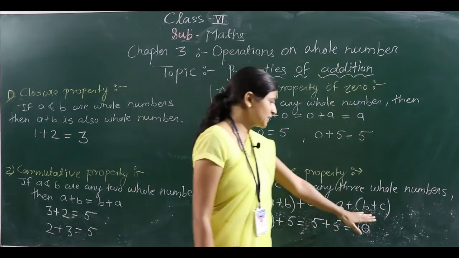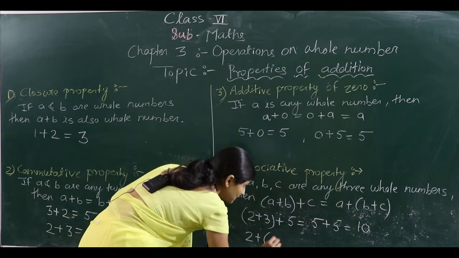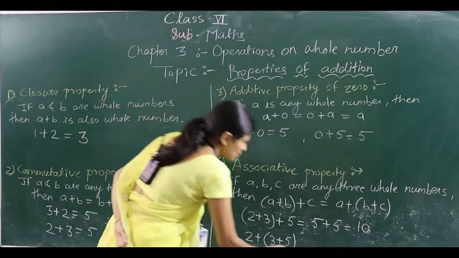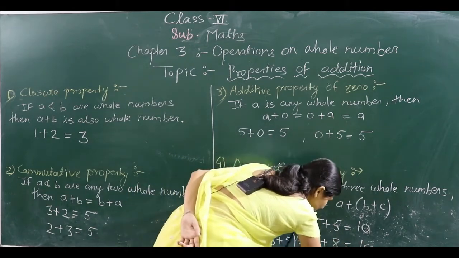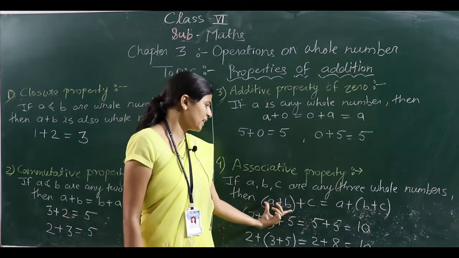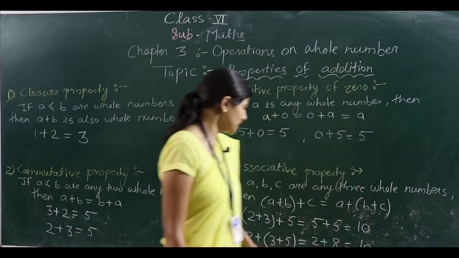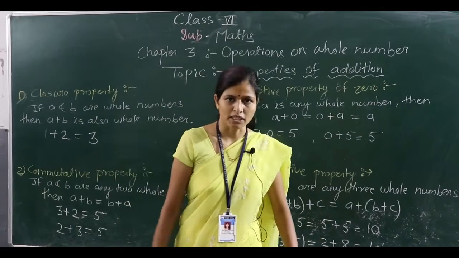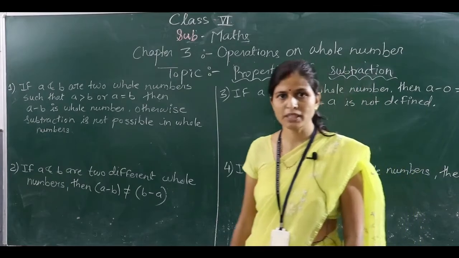Now we change the bracket, that is A plus in bracket B plus C. It means A equal to 2 plus in bracket 3 plus 5. We change the bracket here. So 3 plus 5 is 8, and 2 plus 8 is 10. Now we get the same answer 10. So this is called the associative property. It means we change the bracket. Here A plus B possesses the bracket and here B plus C possesses the bracket, but we get the same answer. So this property is called the associative property. Now we have learned the properties of addition.